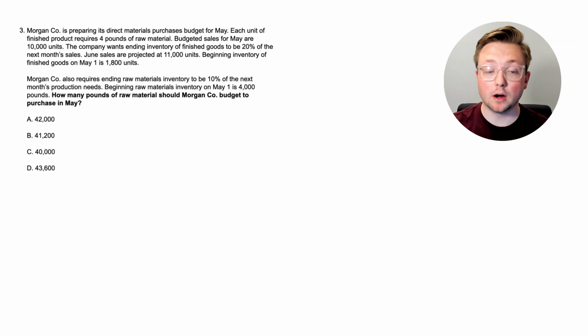Budgeted sales for May are 10,000 units. The company wants ending inventory of finished goods to be 20% of the next month's sales. June sales are projected to be 11,000 units. Beginning inventory for finished goods on May 1st is 1,800 units.